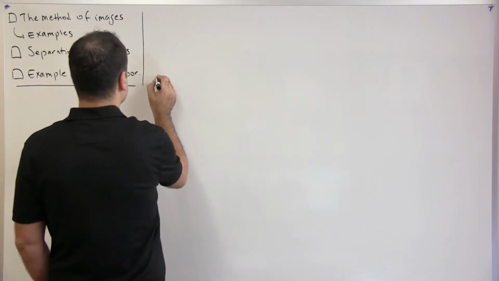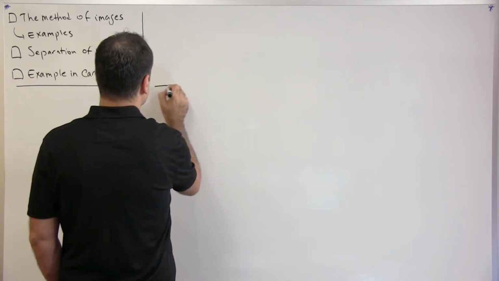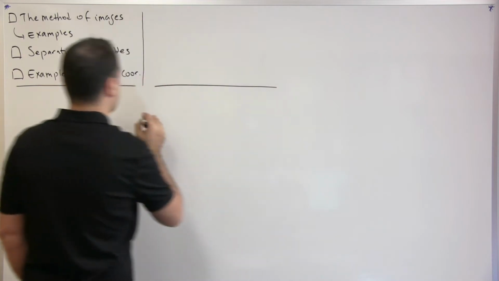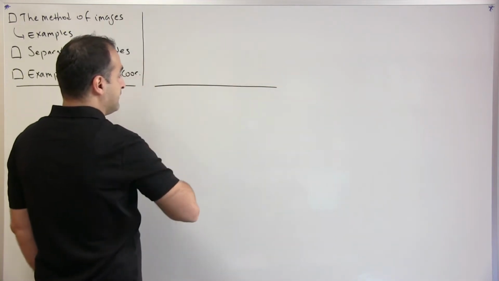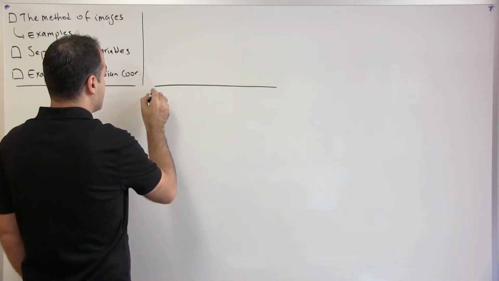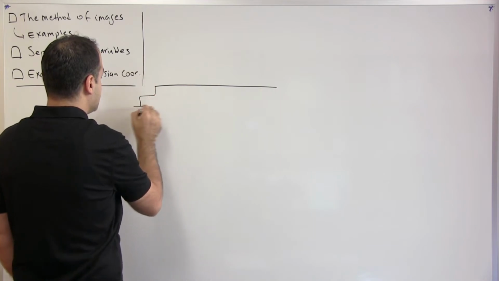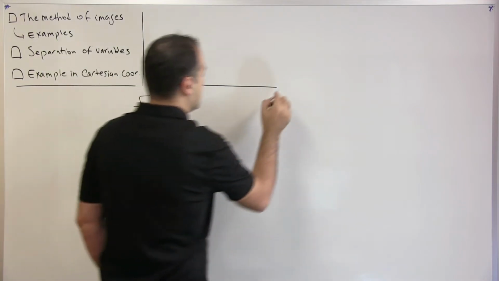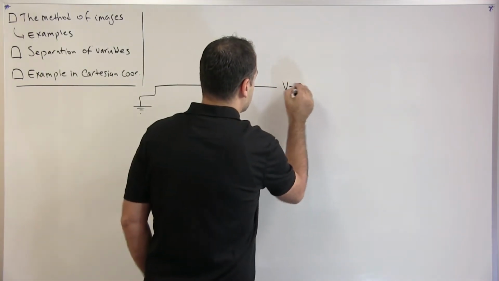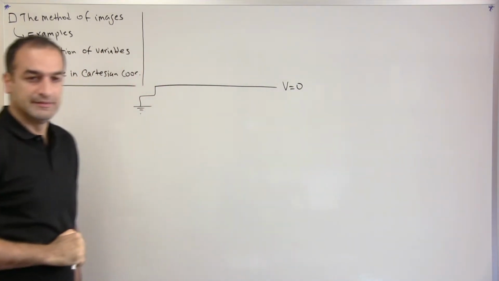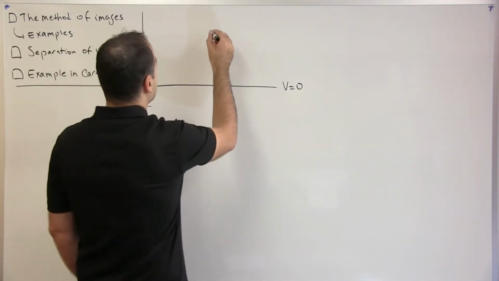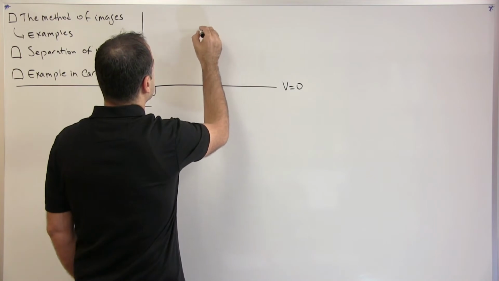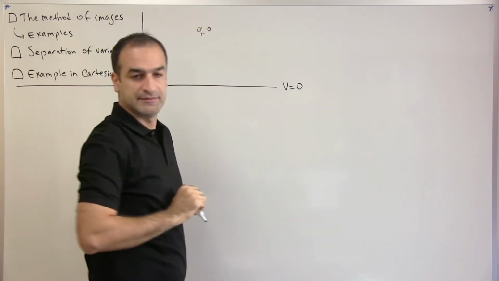The example we started but didn't complete was this: if you have an infinitely long conductor, and imagine this is connected to Earth, so the electric potential right at the surface is 0, and then you put one electric charge, let's say Q, right on the top here.